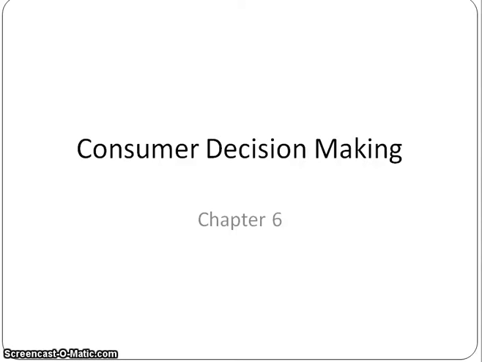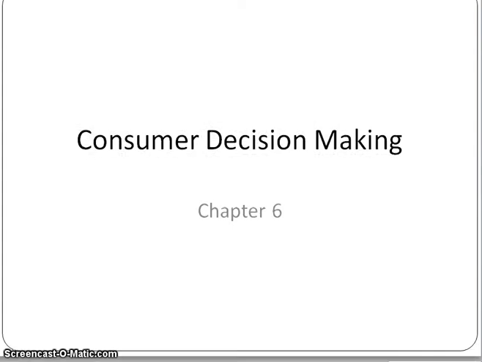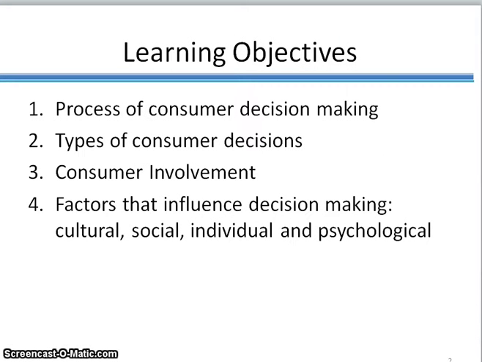In this chapter, we will learn about consumer decision making. There are 4 learning objectives, and these are the 4 takeaways that I would like you to learn from the chapter. First one is the process of consumer decision making. So here we'll learn about the sequential model, or the process through which consumers make purchase decisions. Then we'll learn about 3 different types of consumer decisions.